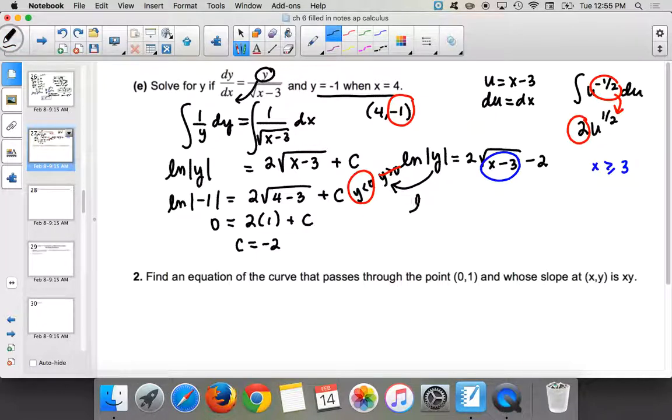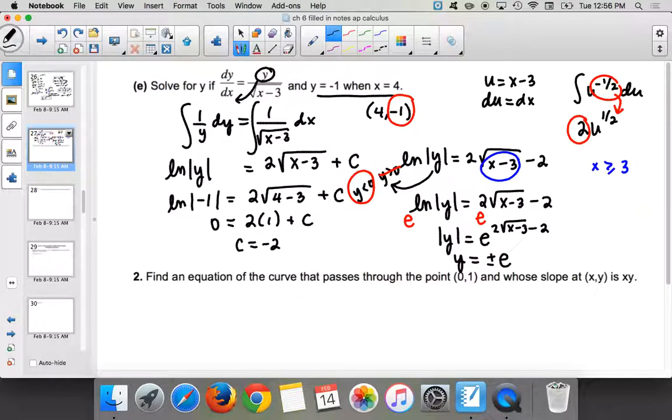All right, so now let's go ahead and solve for y. So I have natural log. How do I get rid of that natural log? E. So I'm going to do e raised to both sides. So it's going to look like the absolute value of y equals e raised to the 2 square root of x minus 3. Oh, dang it, that's what I get for doing it in different colors. All right, there we go. So we get that, and then we do our plus or minus. So I get e to the 2 square root of x minus 3 minus 2, and I have that plus or minus.